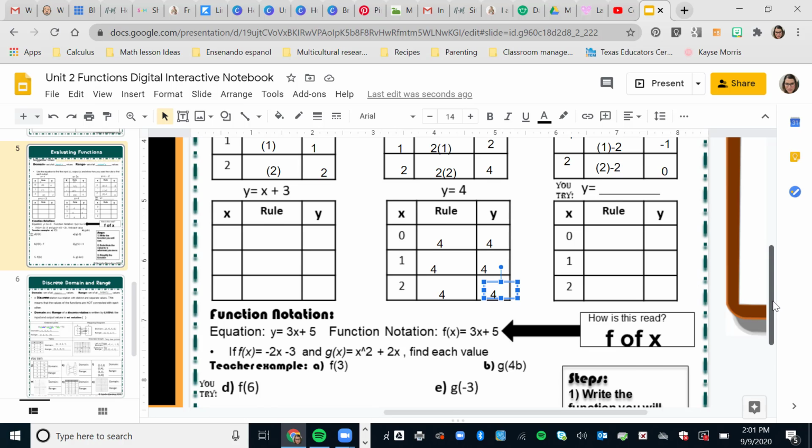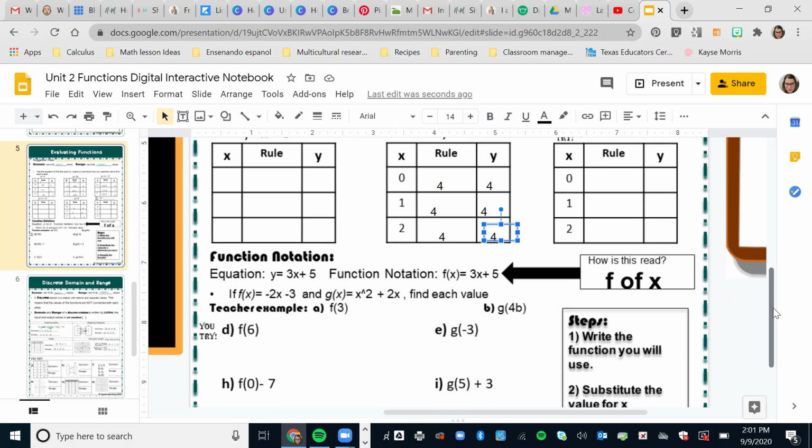All right, so when we're talking about evaluating functions, what you want to look at is function notation. So when we're writing an equation, we write it as y equals 3x plus 5. When we're writing it in function notation, we write it as f of x equals 3x plus 5. Okay? So the way we read f parentheses x is f of x. So I just put this here to remind you. That's the only difference between these two.